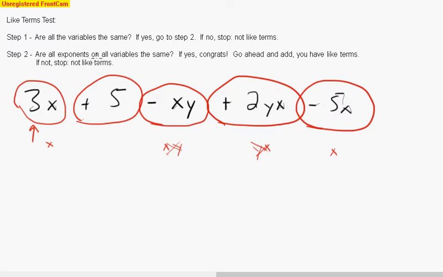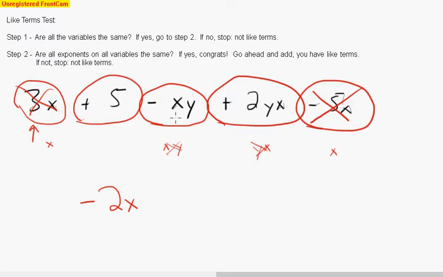Are all exponents on all variables the same? If yes, then you've got like terms. In this case, yeah, there are no exponents. Really, it's an exponent of 1. And this is an exponent of 1. But we often don't write exponents of 1. So these two are like terms. I have 3x minus 5x. It's kind of like 3 apples minus 5 apples for a total of negative 2x. I like to cross them out. Don't know that I've dealt with them. So I go to the next. This one doesn't have any variables, but this one does here, this third term.